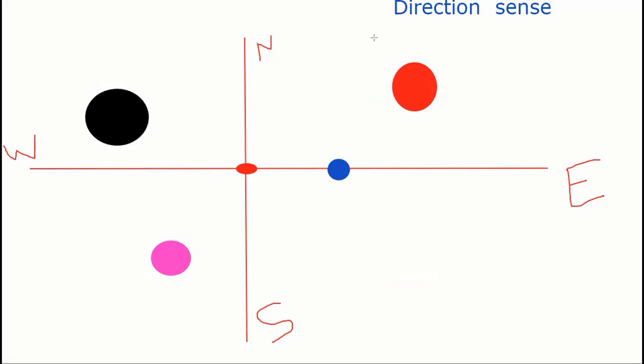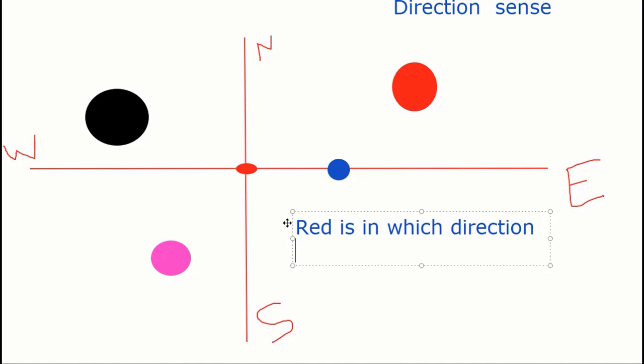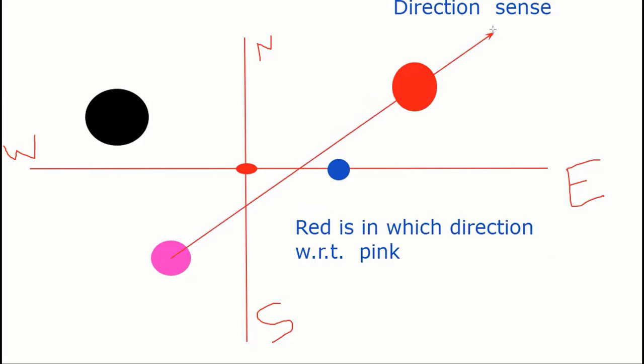Northeast. Why? Because the reference point is pink. So this is my direction. So northeast is correct. If I say black is in which direction with respect to pink? Northwest.